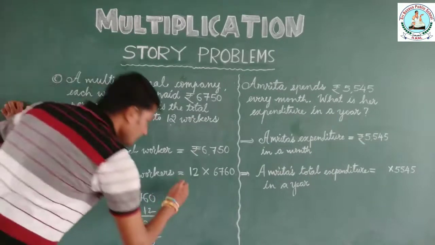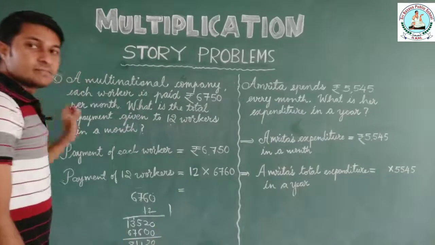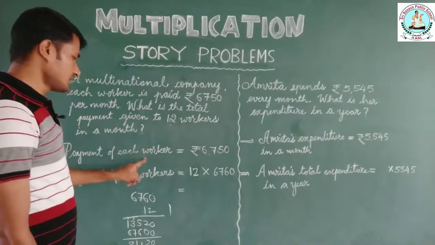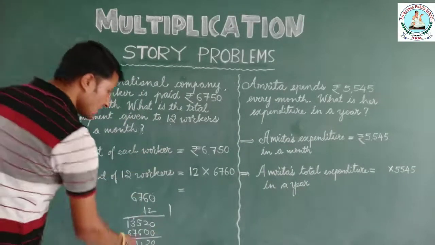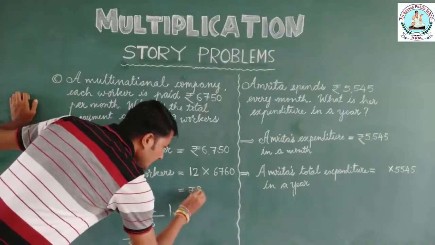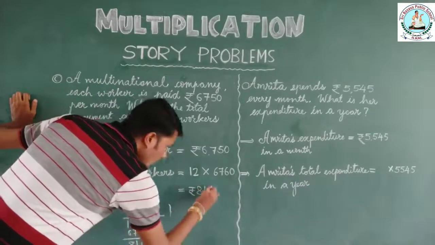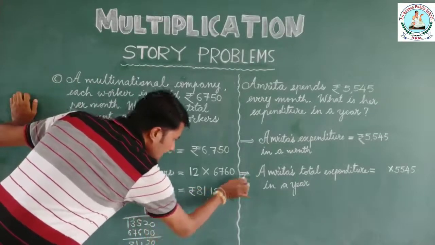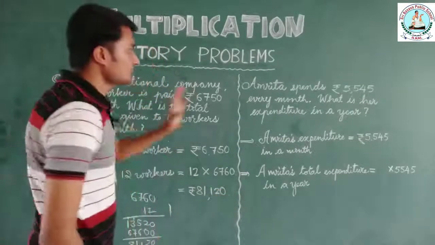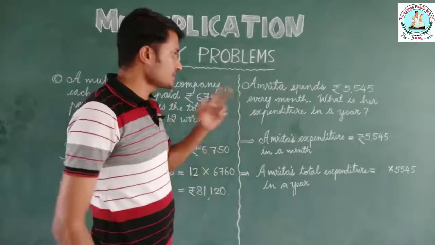So the payment that company has made to 12 workers in a month is how much? Rupees 81,000. Right? Let's go for another problem in the next one.